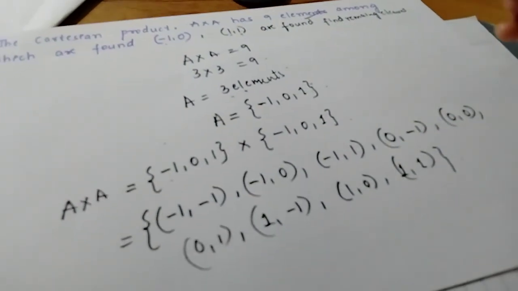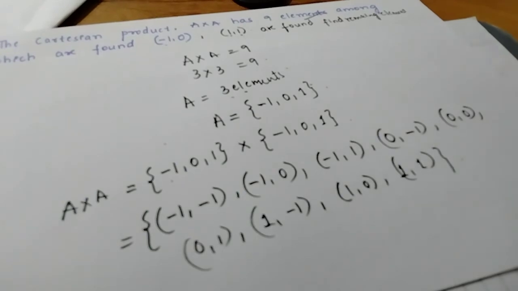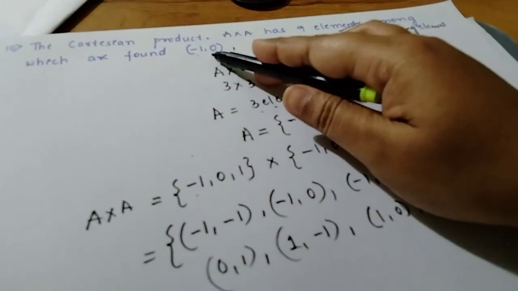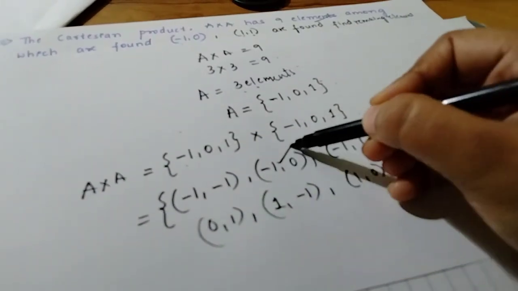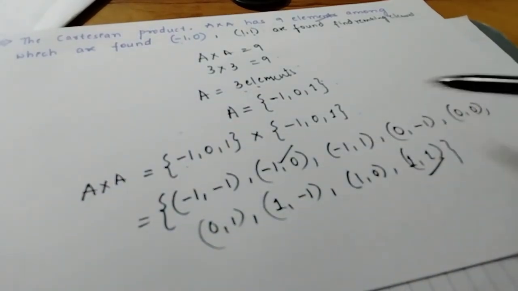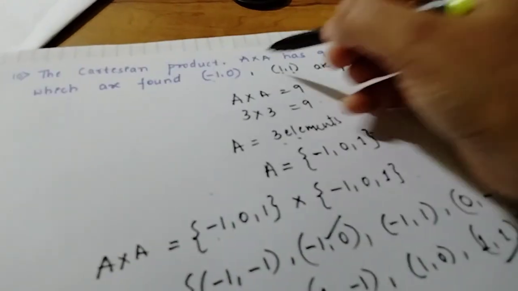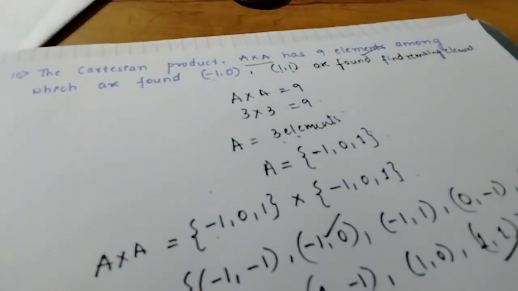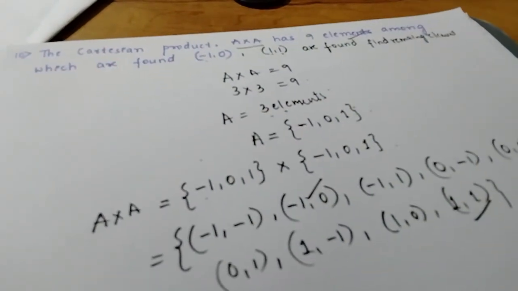Among these, 2 they have already given. The remaining elements are, except these, all the others: the remaining elements of the product A cross A. So this is exercise number 2.1, which is based on the Cartesian product. So the Cartesian product examples, up to the last 10 examples from exercise number 2.1, are completed.